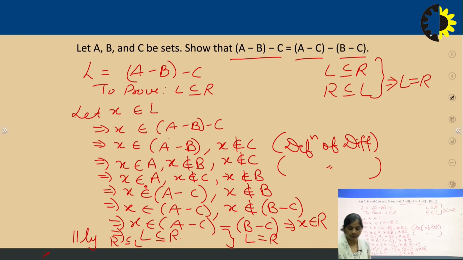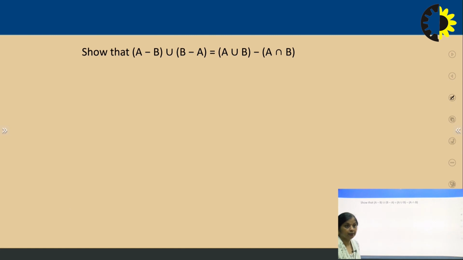Now let us do one more question here. A minus B we have already discussed. A minus B means all the elements of A which are not present in B. In the same way, B minus A will be all the elements of B which are not present in A. So what we have to show is that (A minus B) union (B minus A) is equal to (A union B) minus (A intersection B).